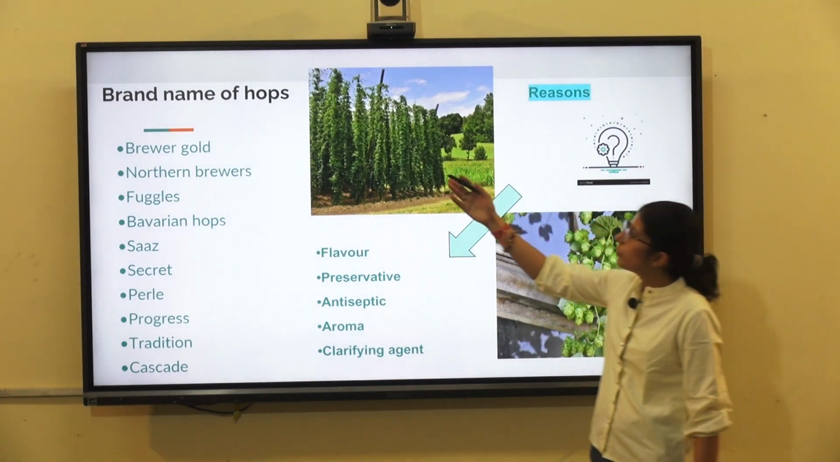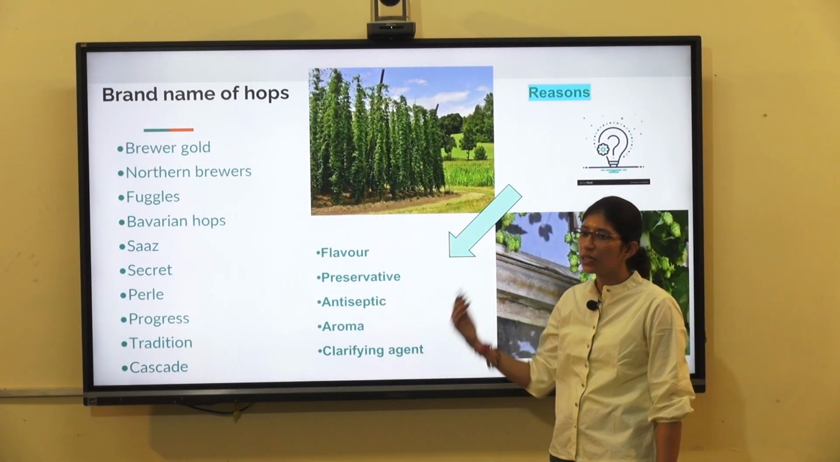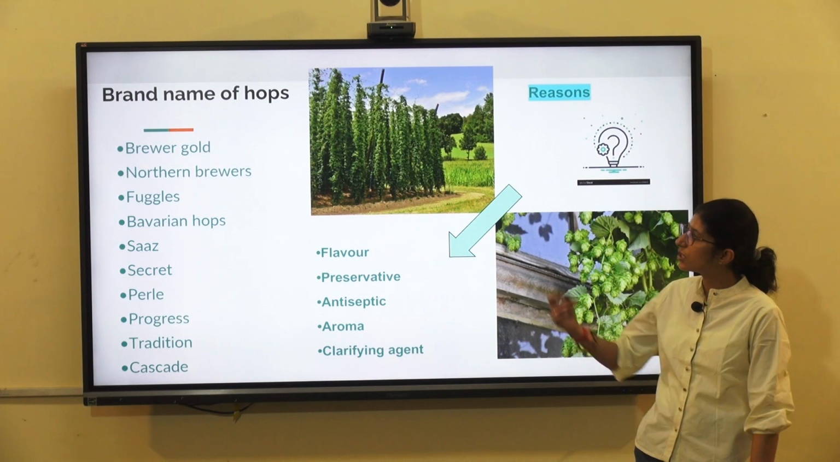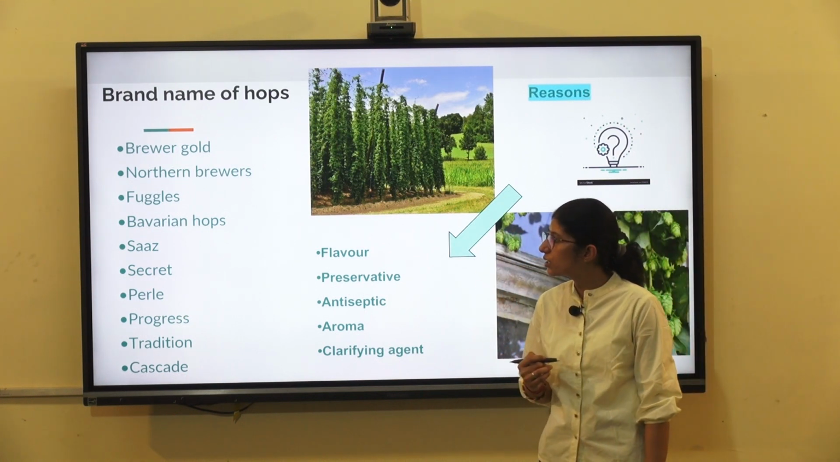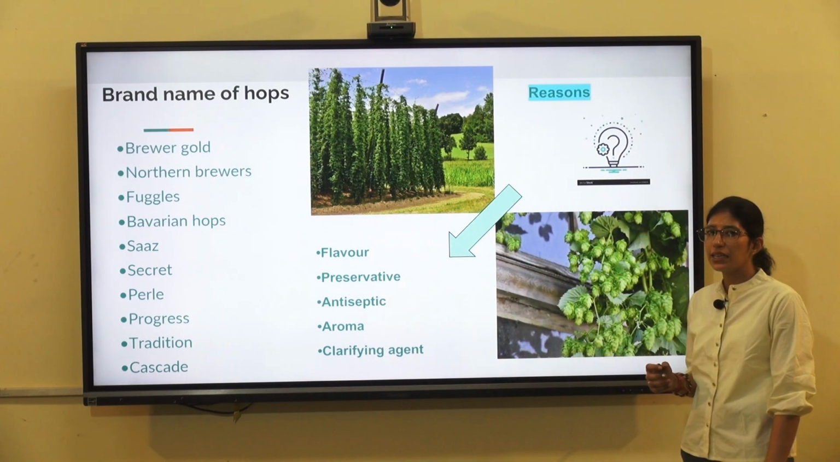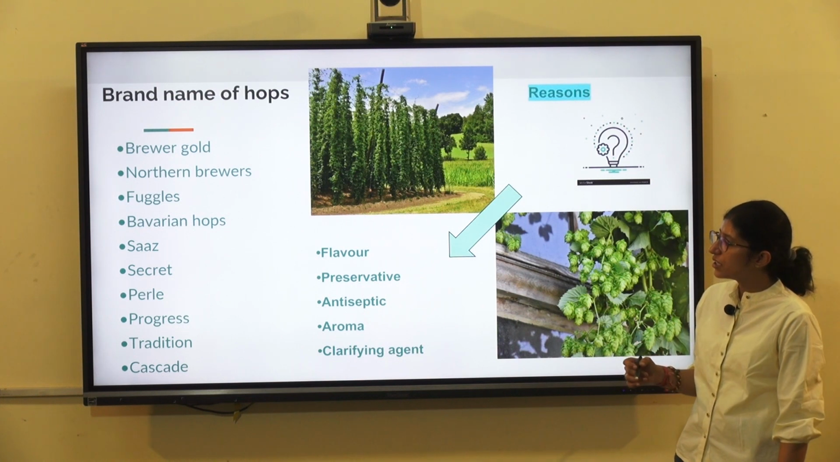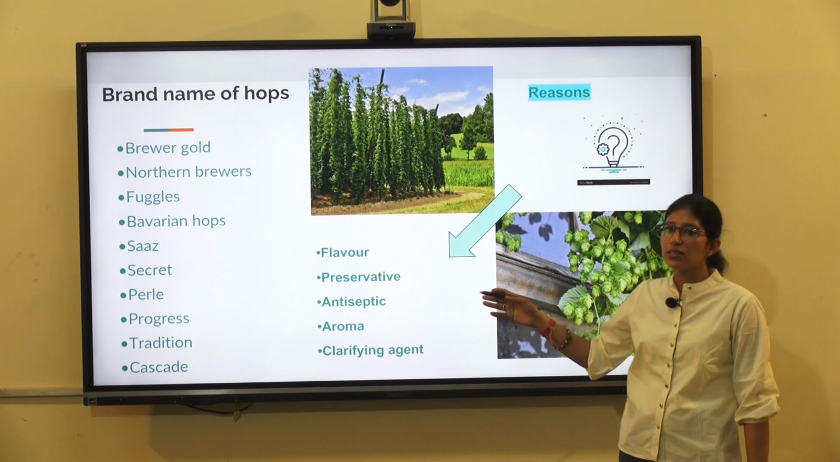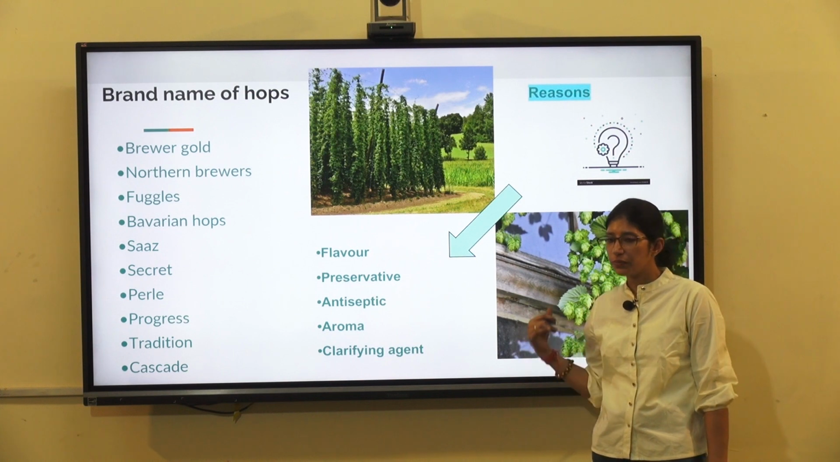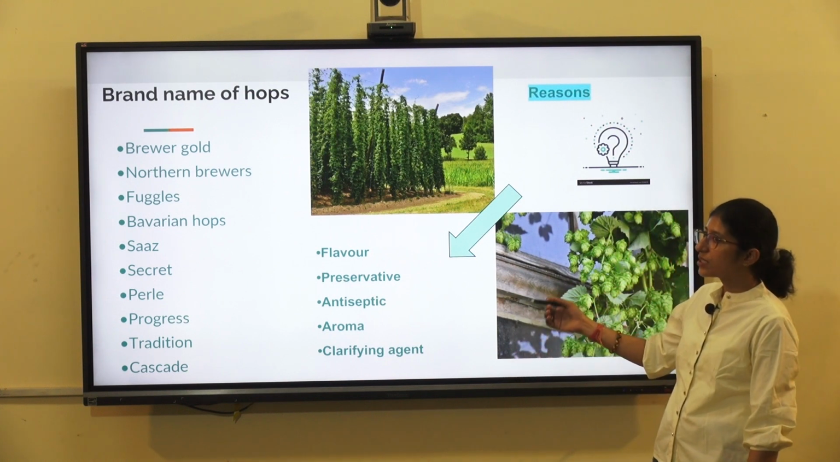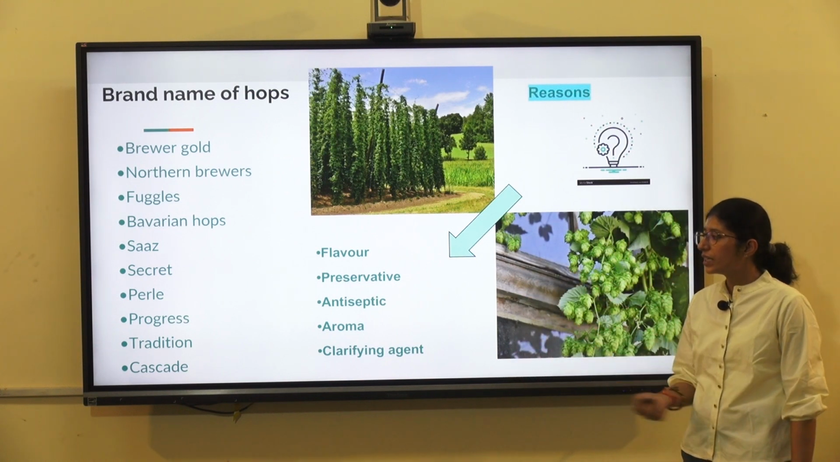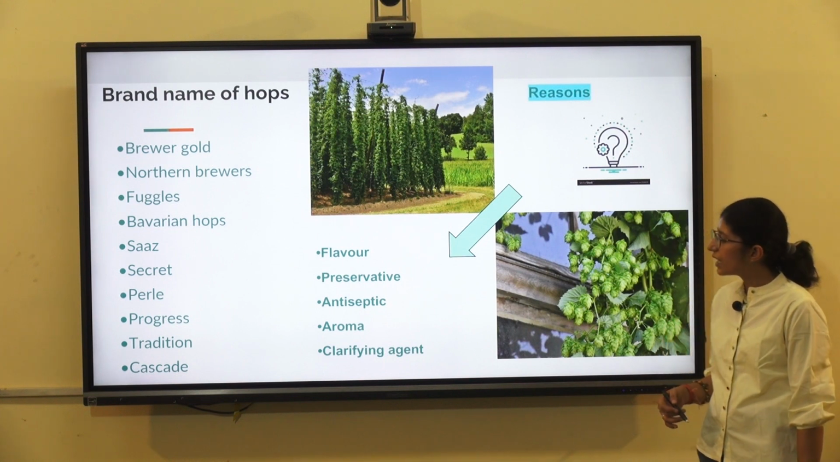Now, these are some of the popular varieties of hops that are grown and used in the brewery industry, such as Brewer's Gold, Northern Brewer, Bavarian hops, Saaz, Perle, Progress, Tradition, and Cascade. What is the reason to add hops in the beer making process? The first and foremost are flavor, preservative, antiseptic, aroma, and clarifying agent.